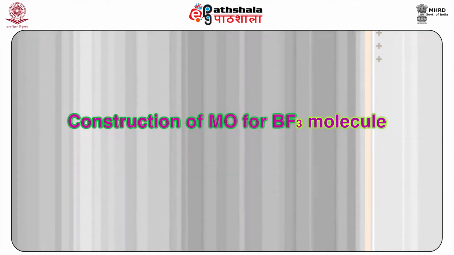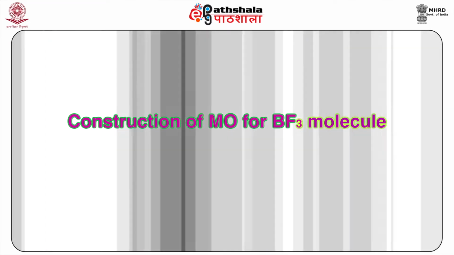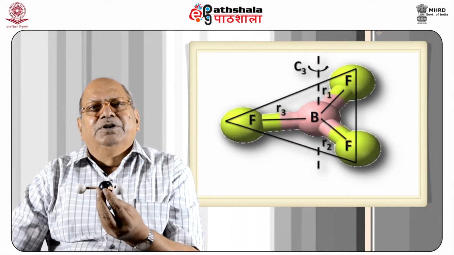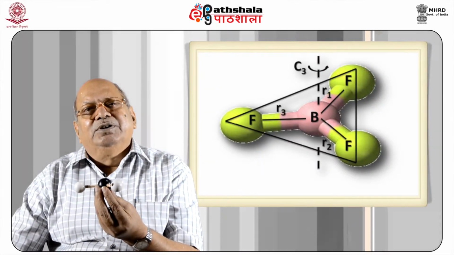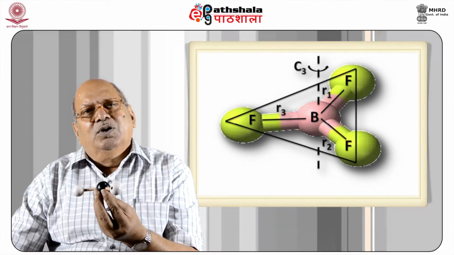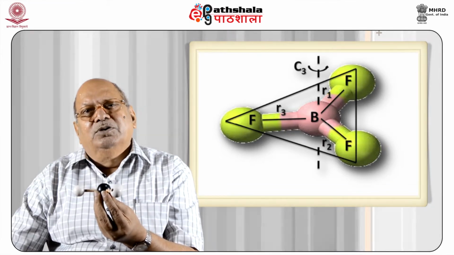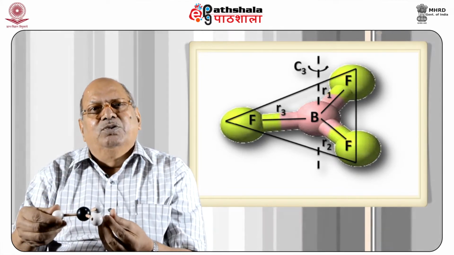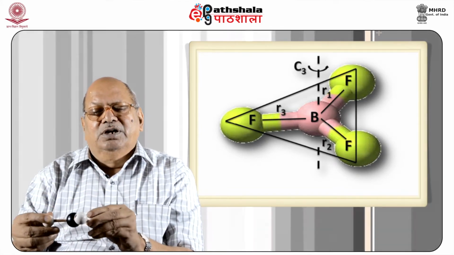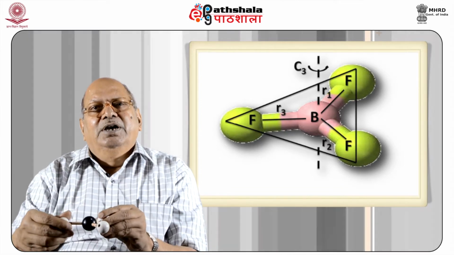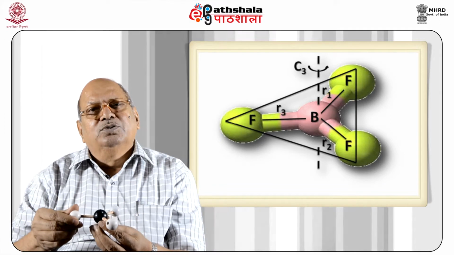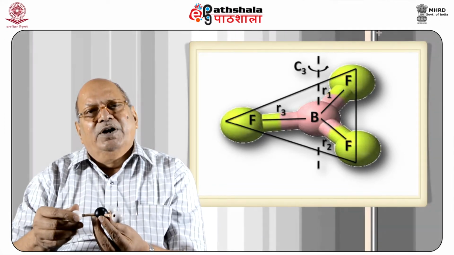This can be discussed in the construction of the BF3 molecule. We take the BF3 molecule and find the point group for this molecule. You have learned in the earlier modules it contains a C3 axis and there are 3 C2 axes, one along this, another along this, another along this, and it has a sigma h in it. So, the molecule belongs to the D3h point group.